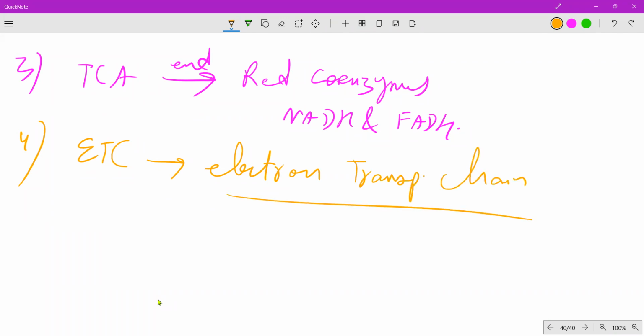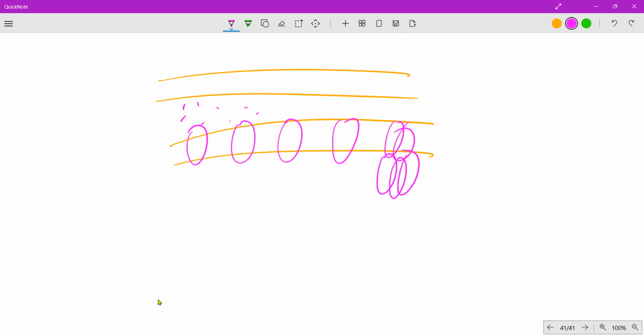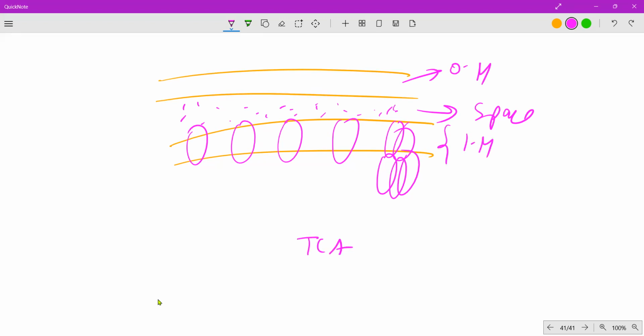ये हमारा. तो क्या हुआ? Outer membrane, inner membrane. This is the ETC. This is the intermembrane space. We know this. This is the space. This is the outer membrane. ये inner membrane है. This is the inner membrane. ये हमारा matrix है. यहाँ पे TC cycle हो रही थी. This is where the TC cycle is taking place.